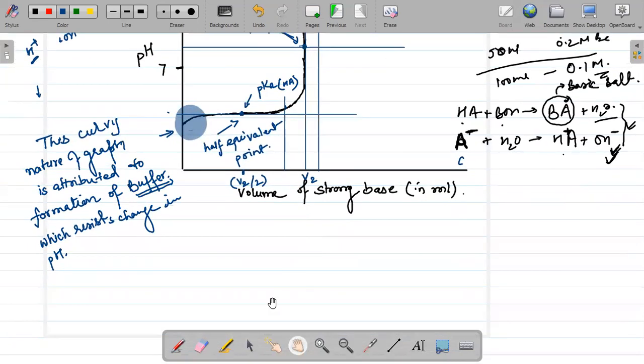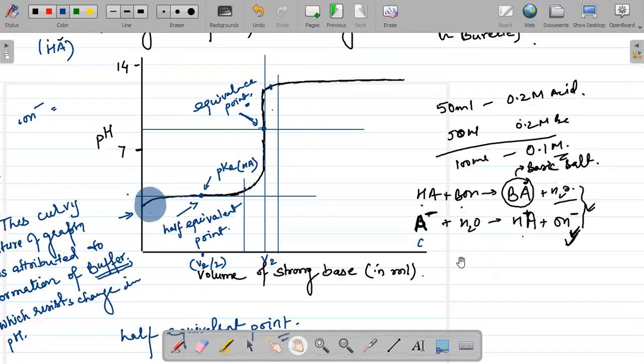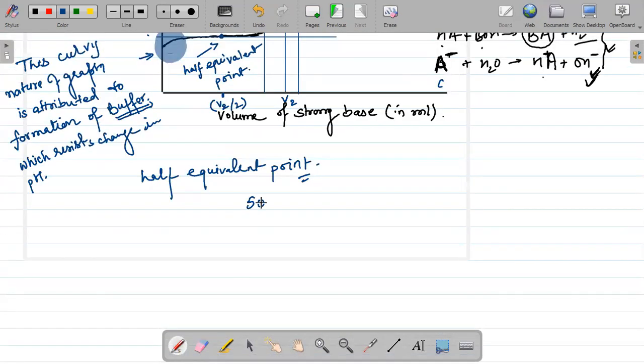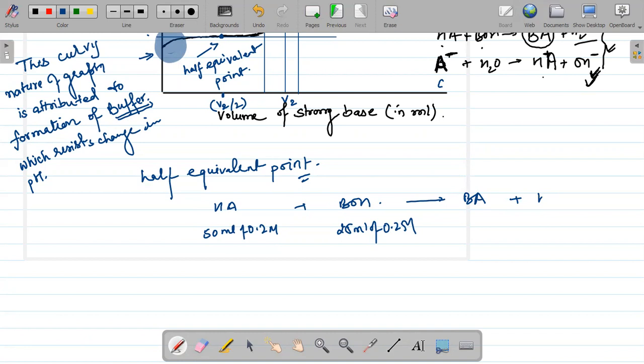Let me talk about half equivalent point. Half equivalent point पर क्या हो रहा है? I have added half the volume of base into the solution. ठीक है, 50 ml चाहिए था मुझे पूरा न्यूट्रलाइज करने के लिए, और इंस्टेड हमने कितना ऐड कर दिया है? सो 50 ml मेरा है एसिड, 50 ml of 0.2 molar base, अभी तक मैंने 25 ml of 0.2 molar put किया है. This is going to give me BA and H2O.